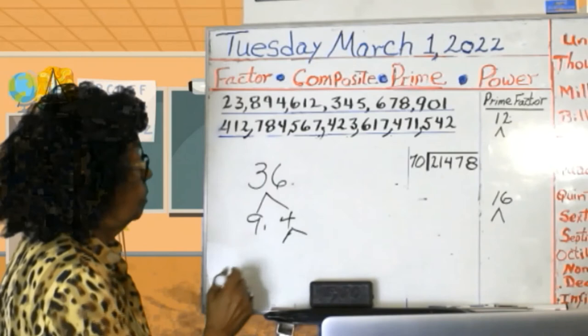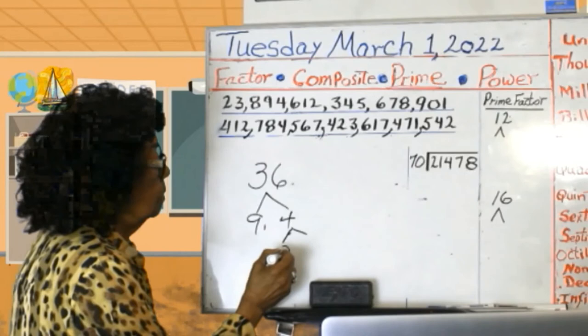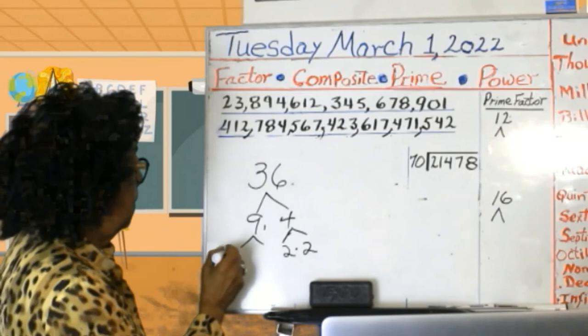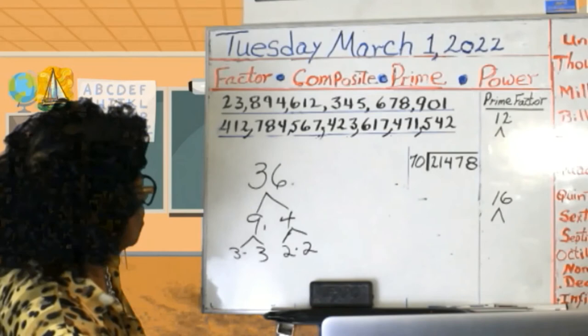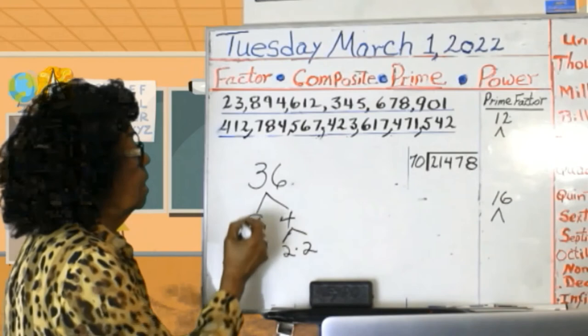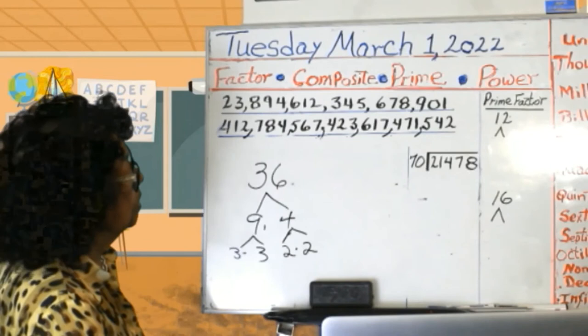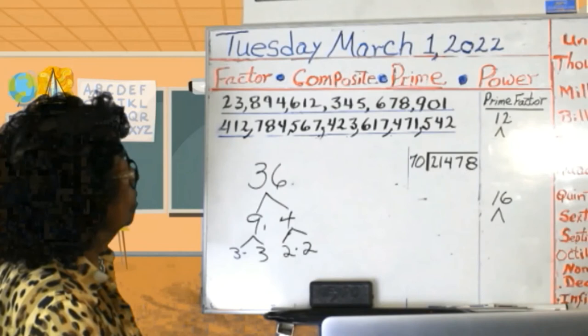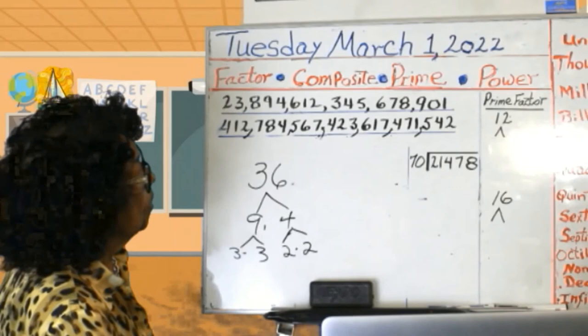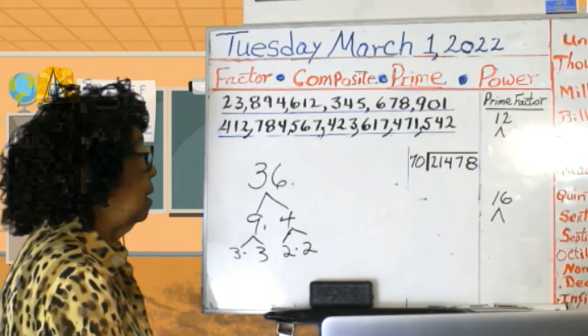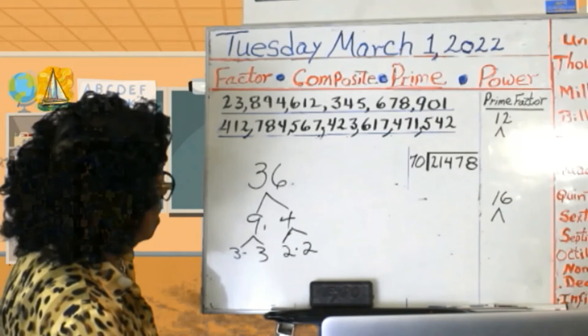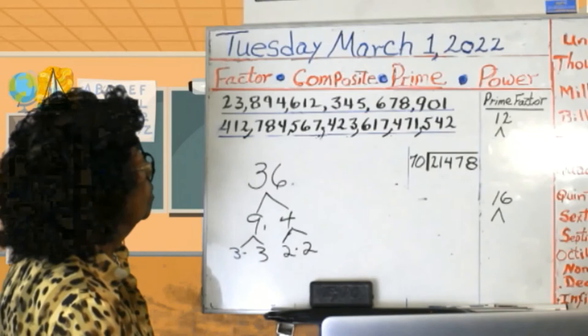4 is 2 times 2. Very good. 9 is 3 times 3. Very good. So what are we saying? Is it a prime? Is it a composite? A power? It's a composite. Okay, why? Because all the factors are the same. Well, composite means what? The factors are not the same.